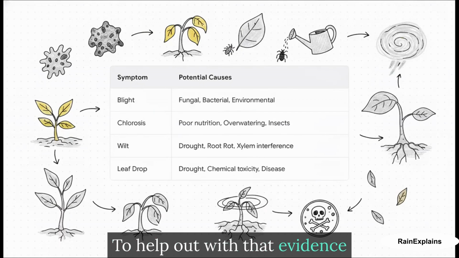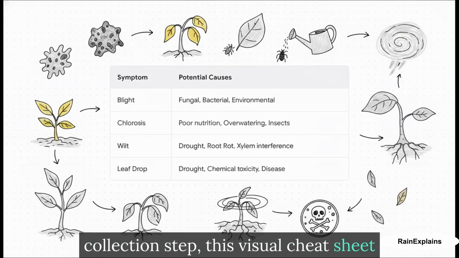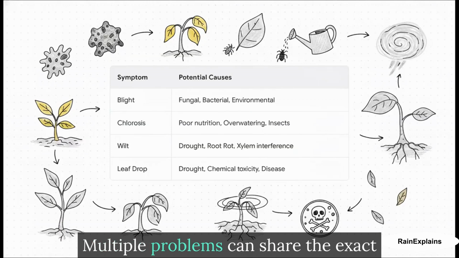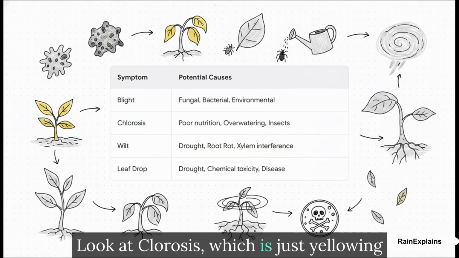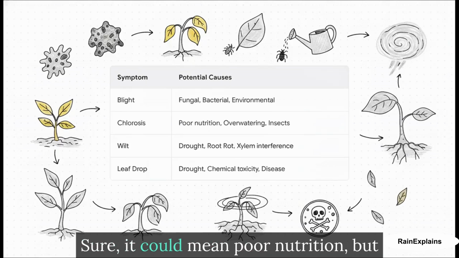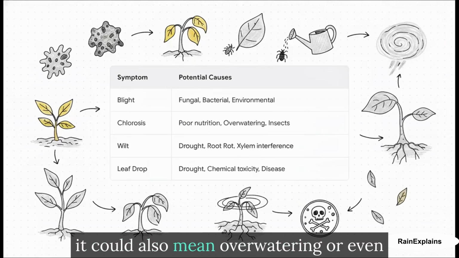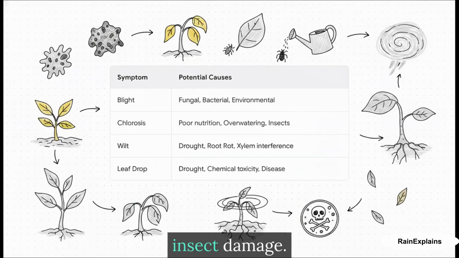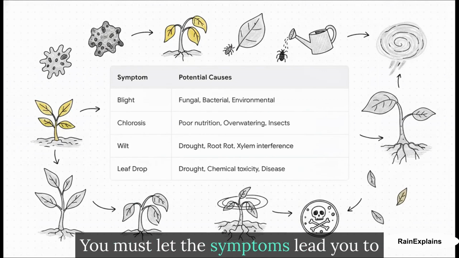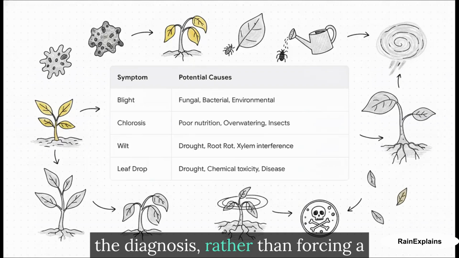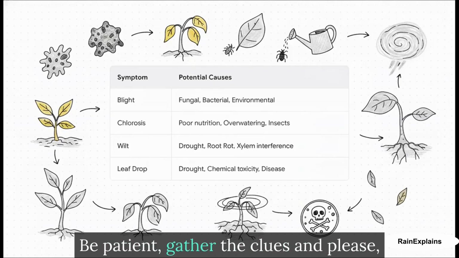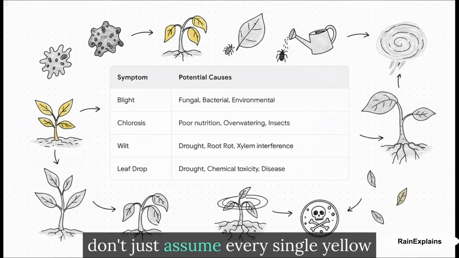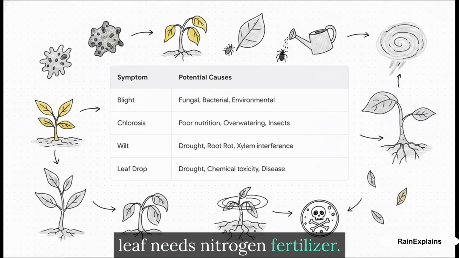To help out with that evidence collection step, this visual cheat sheet reveals a massive trap. Multiple problems can share the exact same symptoms. Look at chlorosis, which is just yellowing leaves. Sure, it could mean poor nutrition, but it could also mean overwatering or even insect damage. You must let the symptoms lead you to the diagnosis, rather than forcing a diagnosis to fit a handful of symptoms. Be patient, gather the clues, and please, don't just assume every single yellow leaf needs nitrogen fertilizer.